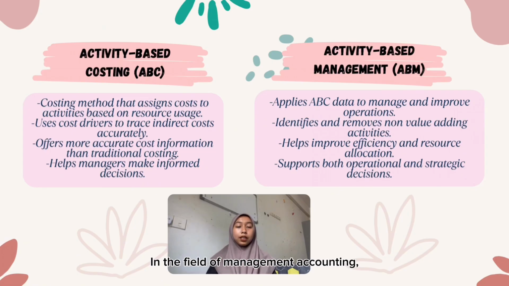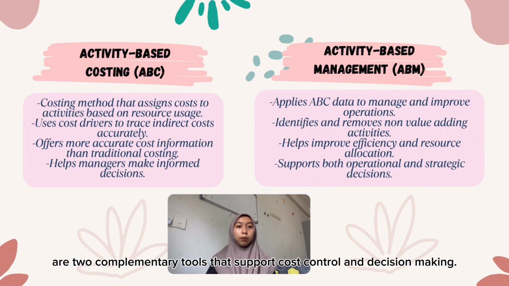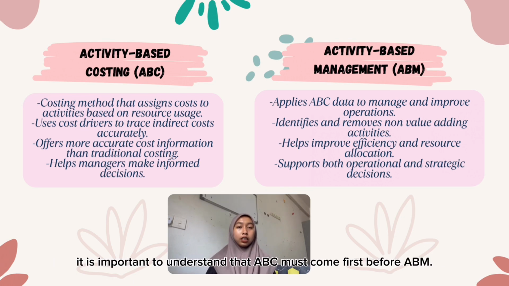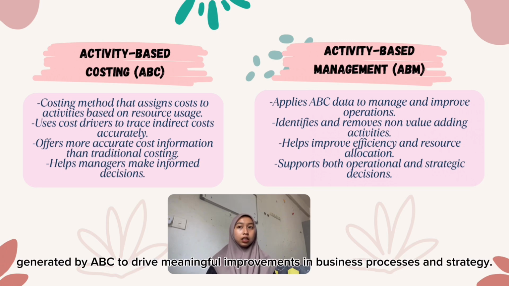In the field of management accounting, activity-based costing, ABC, and activity-based management, ABM, are two complementary tools that support cost control and decision making. While both are linked, it is important to understand that ABC must come first and ABM comes second. This sequence is essential because ABM depends on the accurate cost information generated by ABC to drive meaningful improvement in business process and strategy.